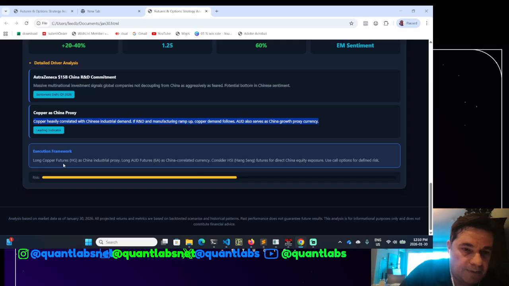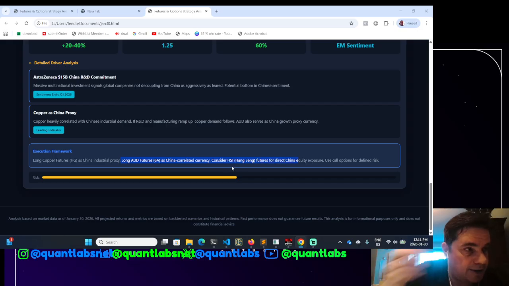So here's what we're doing: a long copper future for a China industrial proxy, which looks like it could happen. The win ratio is not that high, but it's higher than most outlooks that you'll get with other posted trading ideas. So here we long Australian dollar futures, a China correlated currency. Consider, well, I think you could still get access to the HSI through other exchanges. You can definitely trade that through Rithmic. Now, I would never have considered this because I'm supposed to only focus on the CME exchanges, but the Hang Seng might be an interesting one to watch.